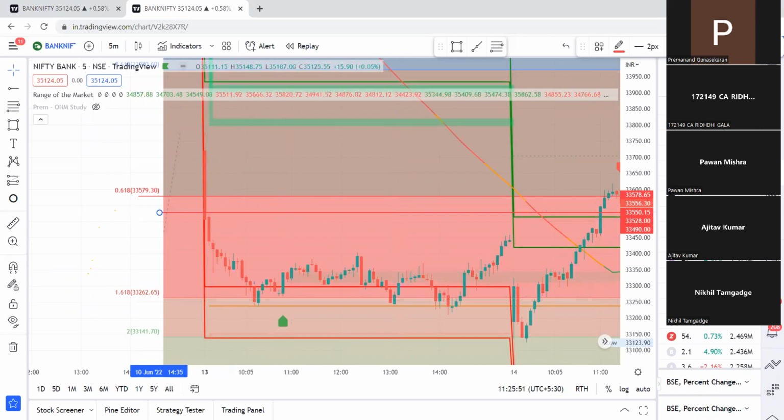If it's not hitting, I don't have any profits. I have to leave for the day. See, you are risking your money, but you are not risking for a whole day. You are not risking the entire money. You are just risking 5 rupees, 10 rupees.